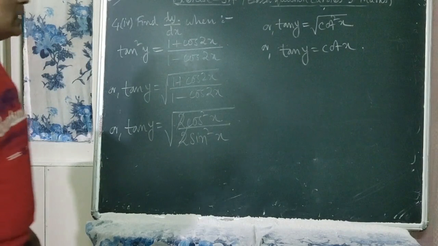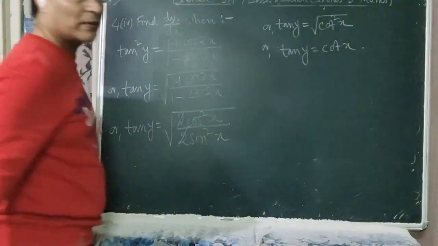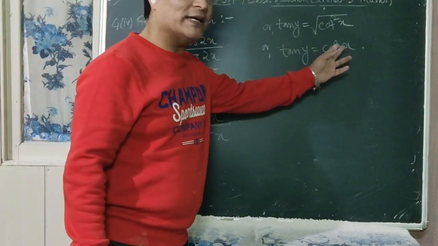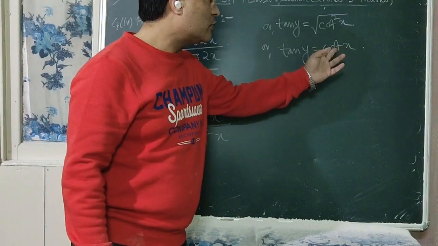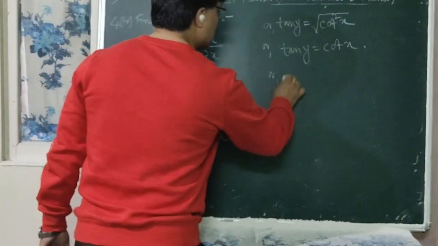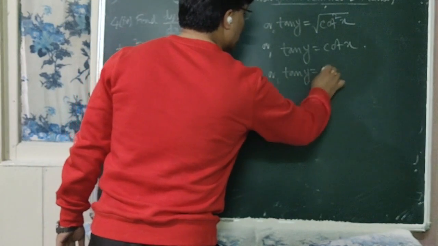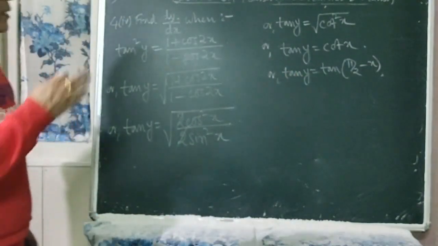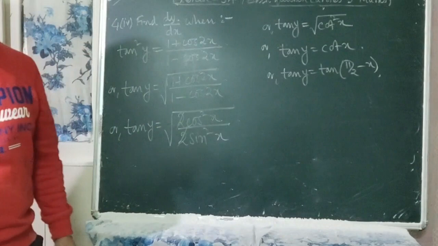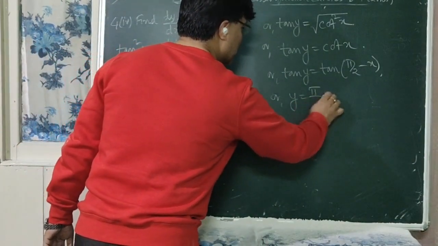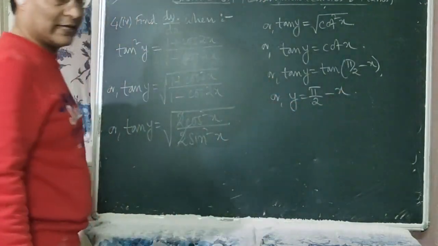What is square root of cot square x? It is cot x. Now let us convert this cot into tan. Don't write 1 by tan x, but you have to convert this cot into tan. You should write here tan of (90 minus x), that is tan y is equal to tan of (pi by 2 minus x), because you know that cot x is equal to tan (90 minus x). So from both the sides you can cancel tan. So y is equal to pi by 2 minus x.